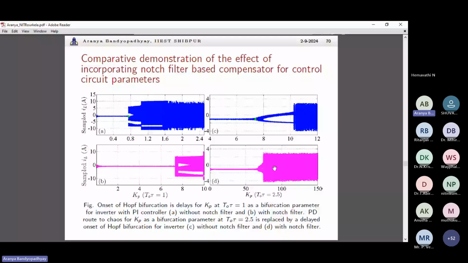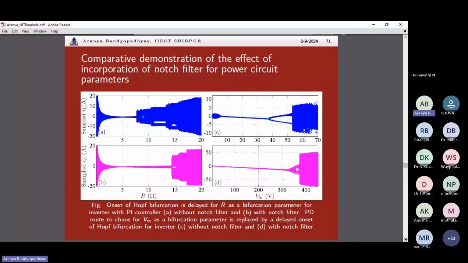In this case, it also delays the onset of Hopf bifurcation. So there is an immense importance in incorporating a notch filter based compensator when we are trying to drive away instabilities to a much later stage. These are the power circuit parameters, where the same thing has also been seen, where the instabilities are occurring at a much later stage, and the period doubling route to chaos has been eliminated and replaced by a type of Hopf bifurcation, which is needless to say occurring at a much later stage.